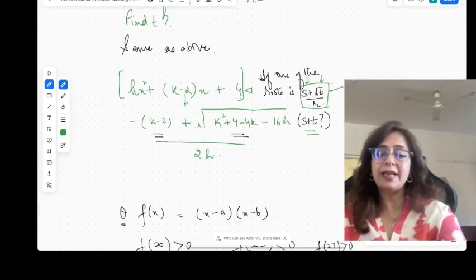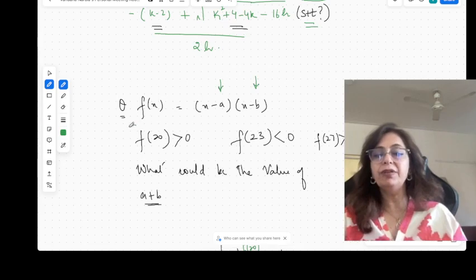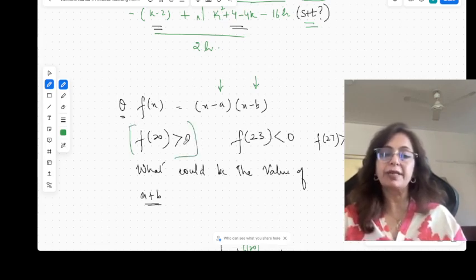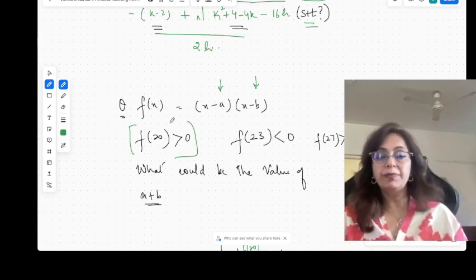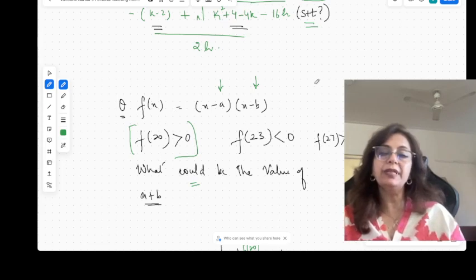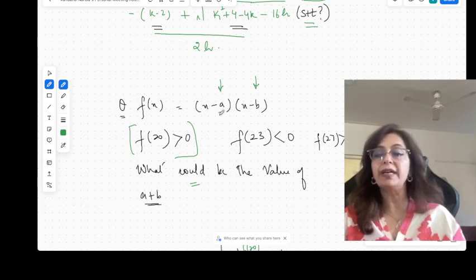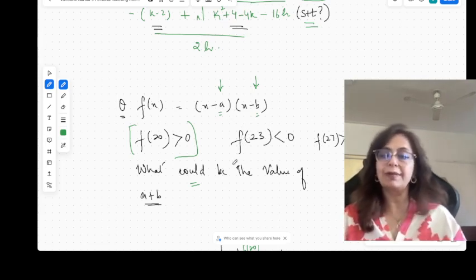Moving on to the last question. Again, unknowns given to you, this is a quadratic expression over here. And they've given you some abstract information that F(20) is greater than 0, F(23) is less than 0, and F(27) is greater than 0. You can't find the unknowns. Also, you look at this, they're asking what could be the value of A plus B. Whenever you see that they're not asking for a specific answer, it means they don't expect you to find it. It means you cannot find it. Hence, in those questions, you don't have to solve them because you cannot solve them, right?